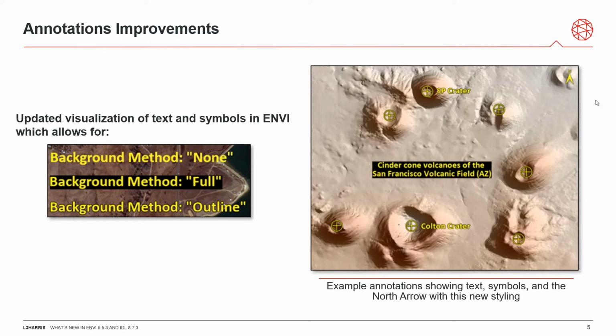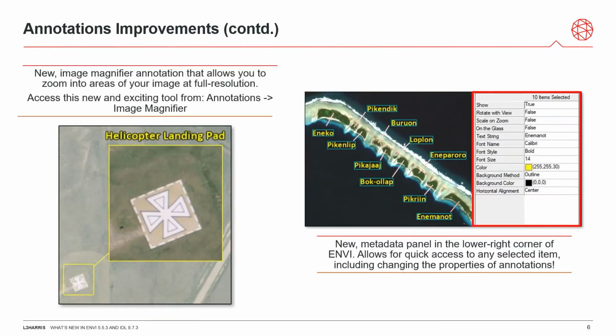On the top right of that little screenshot, which shows a yellow north arrow, it also has an outline around it. The previous north arrow just had this little white box. This is a little bit more modern, a little nicer looking. Continuing on with some other updates, there are new annotations and things that make it easier to work with annotations. There's a new image magnifier annotation, which lets you draw a box and show that area at full resolution. Here we have a helicopter landing pad, just as an example. There will be another couple of examples of how you can use that in some slides a couple from now.